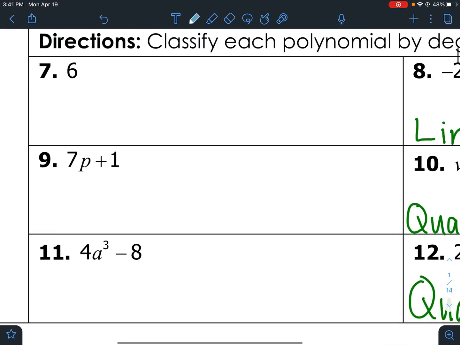All right, this one, we're going to start with our degree first. Obviously, there's no letter, meaning our degree is the 0. So here's going to be our constant. Okay, next we're looking at the number of chunks. This has nothing separating it, no plus or minus. So it's just one chunk, meaning it's a monomial.